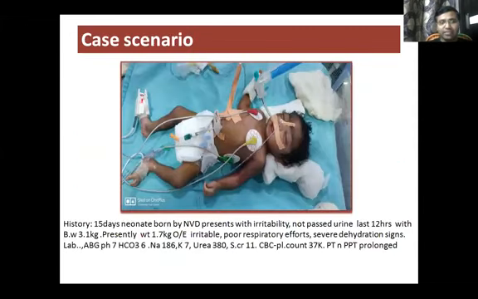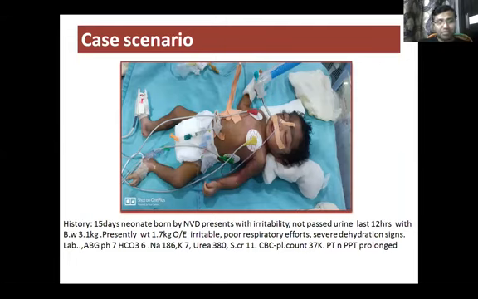As one more case, admitted in our unit at SNMC last week, presented on day 15 of life, born by normal delivery, with irritability and no urine passed for 12 hours. Birth weight was 3.1 kg and present weight was 1.7 kg. See, almost 45% weight loss. On examination, the baby was irritable with poor respiratory effort, and severe dehydration signs were present.